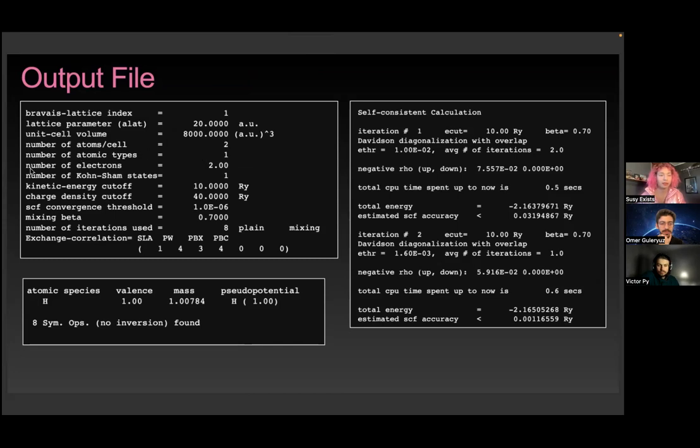So in this case, we have number of electrons 2, number of quantum states 1. These are the properties of the given system. And also one good side of this Quantum Espresso software is that it can calculate the symmetries of the lattice.